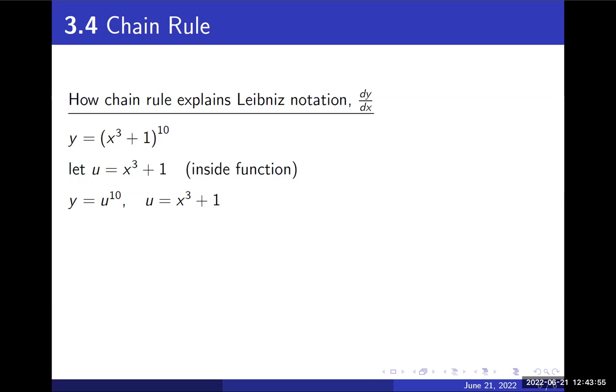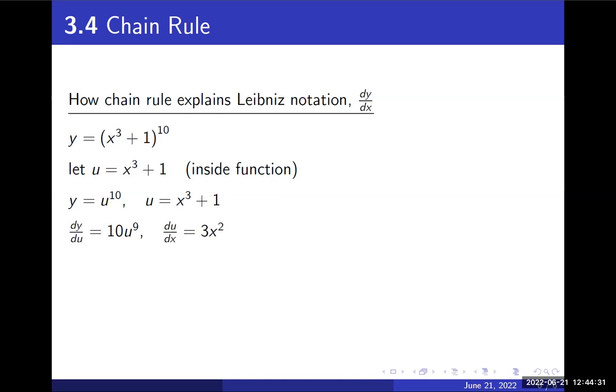Okay, so then he would take derivatives of both of these things separately using his notation. So for y equals u to the 10th, he'd say, well, dy over du, the derivative of y with respect to u, is 10u to the 9th, just a normal derivative there, power rule. For u equals x to the third plus 1, du over dx, the derivative of u with respect to x, equals 3x squared. So both of these simply are polynomials at this point.